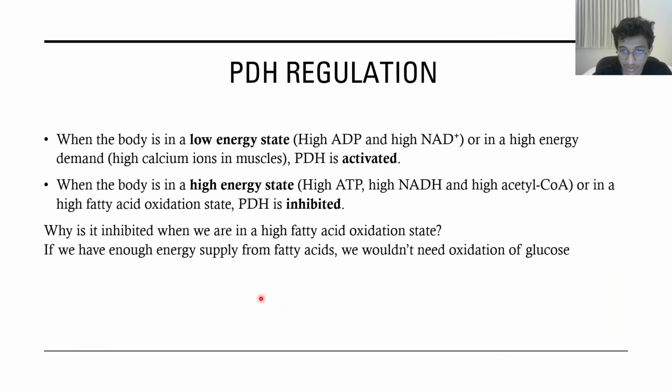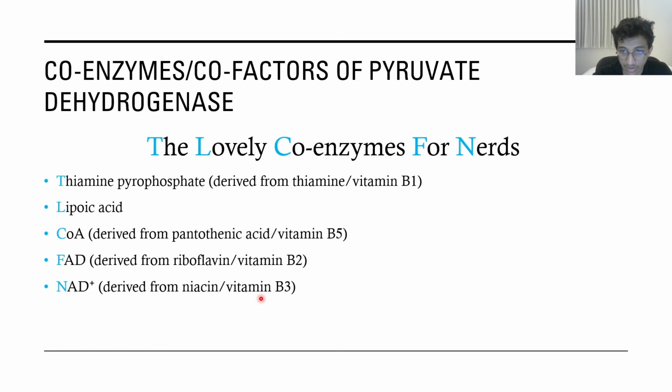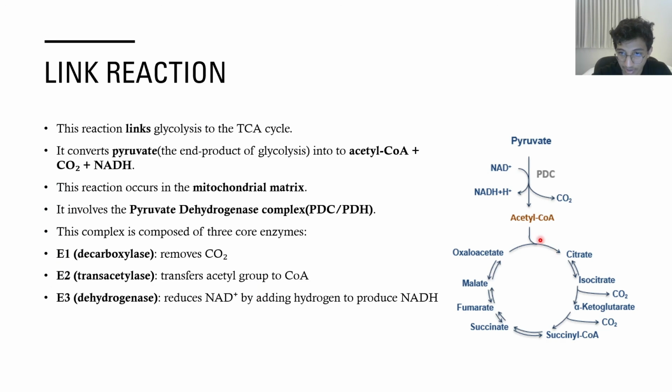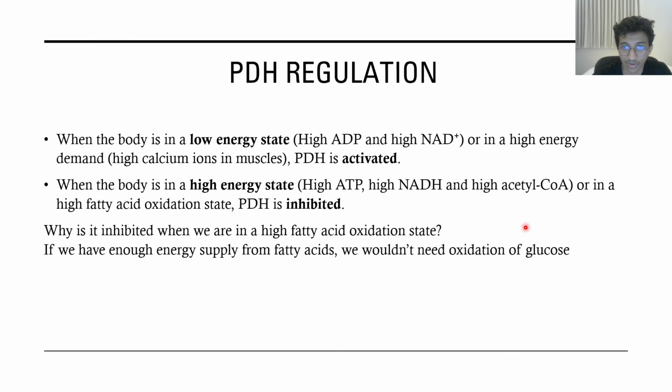Now if you look here at the Krebs cycle, if we have high acetyl-CoA, that means the cycle isn't moving, which means we need more oxaloacetate. So this reaction helps us produce more oxaloacetate so we can keep the cycle moving, and if it's not moving, it will be signaled by high acetyl-CoA.